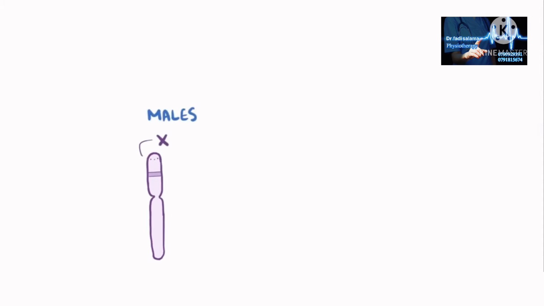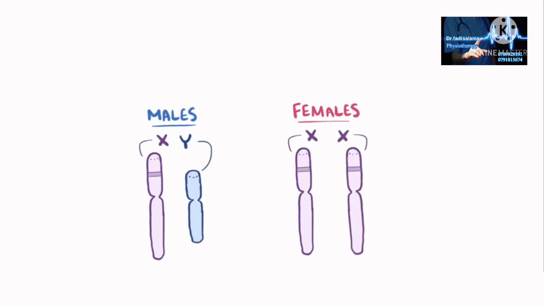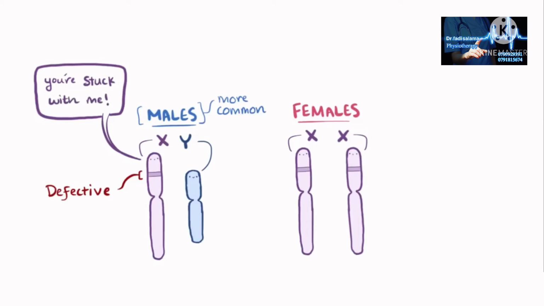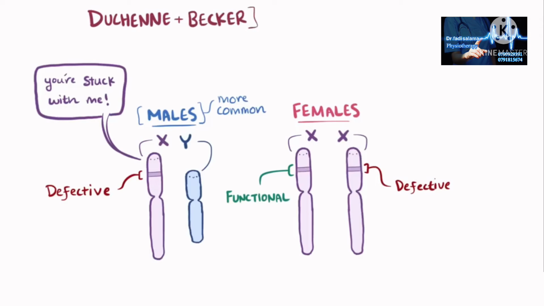Now, males have one X and one Y chromosome, right? And females have two X chromosomes. This means that muscular dystrophy is way more common in boys, because they only have one copy of the dystrophin gene. And if that copy is defective, it's the only one available to muscle cells. Whereas girls with a defective dystrophin gene might have another functional one. Since this is linked to the X chromosome, both Duchenne and Becker muscular dystrophy are called X-linked recessive.